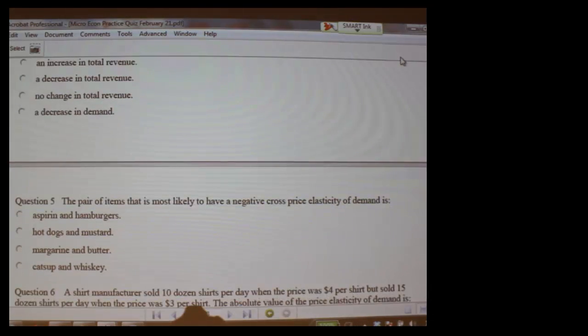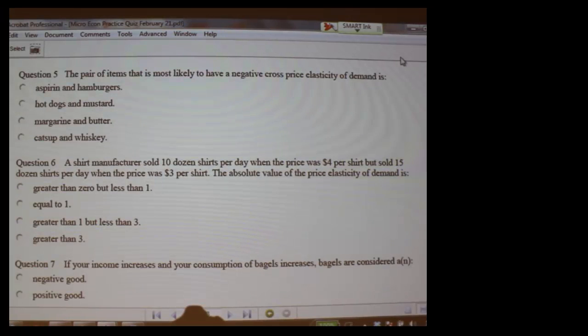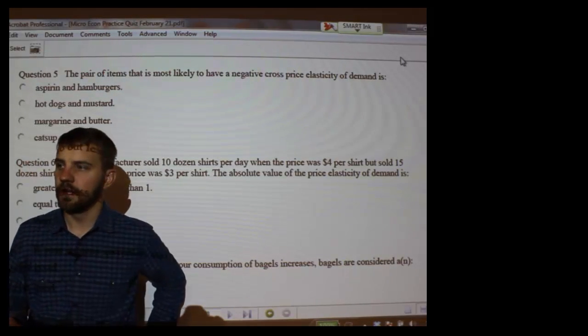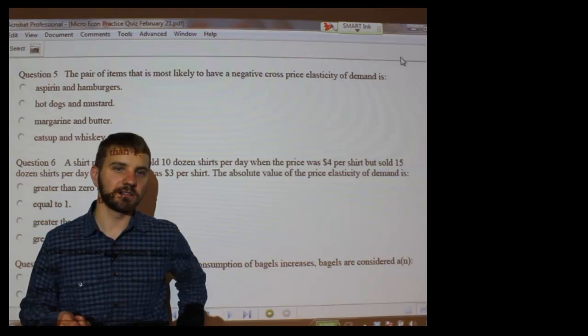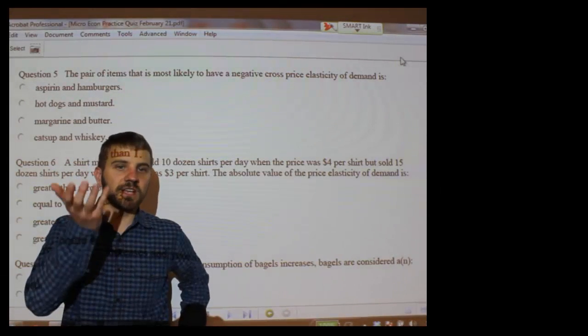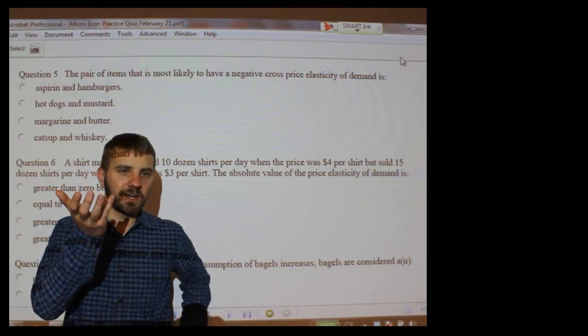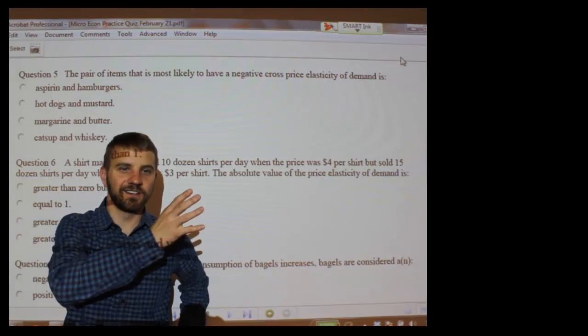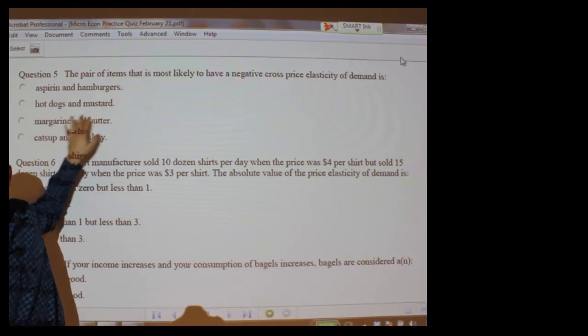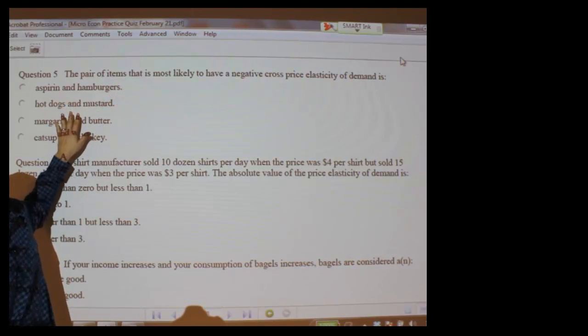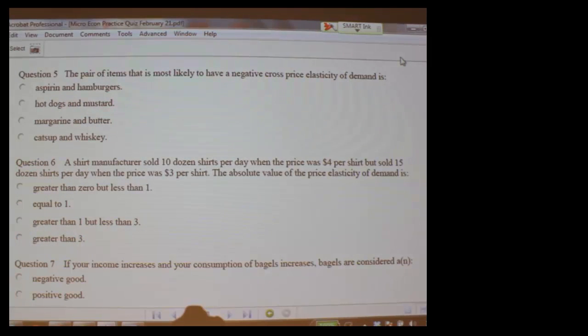Question 5. The pair of items that is most likely to have a negative cross price elasticity is, again, you don't have to memorize this. You can reason your way through it. Let's say we're talking about complements, like coffee and donuts. The price of coffee goes up. What happens to the quantity demanded for donuts? Goes down. And so that would be negative, right? And so that's what we're looking for. So we need to look at this and find complements. Hot dog and mustard, right?